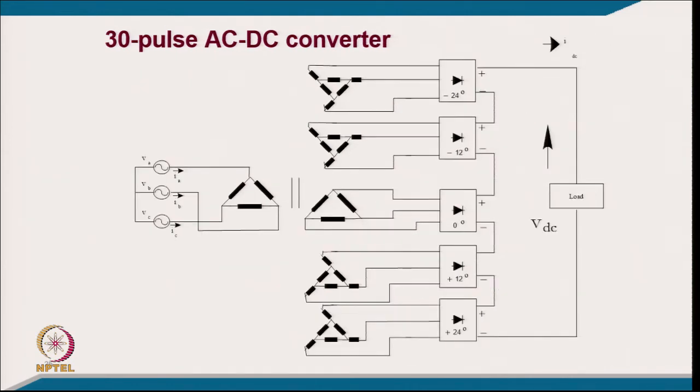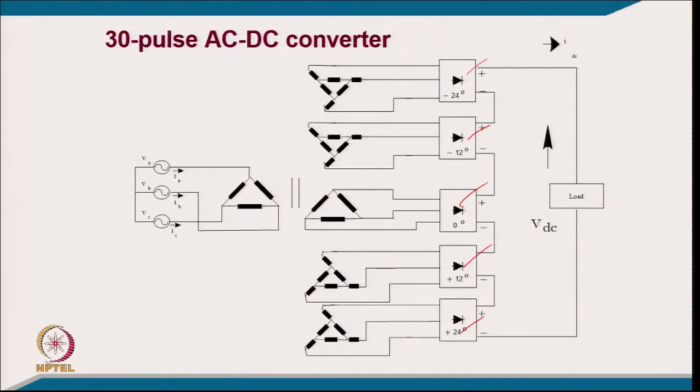Coming now to 30 pulse, it requires 5 converters as you can see, and 60 by 5 will be the phase shift. So, 60 by 5 gives you 12 degree, and you can clearly see here we have 0 degree, then 12 degree leading, 24 degree leading, so 12, 12, and similarly minus 12 and minus 24. All have a 12 degree phase shift from one to another.